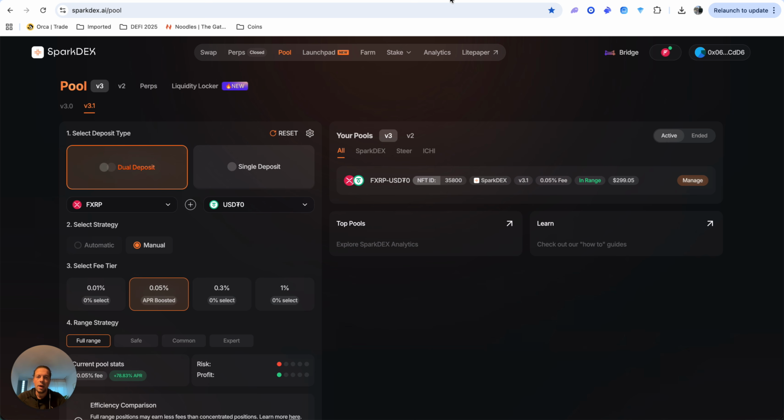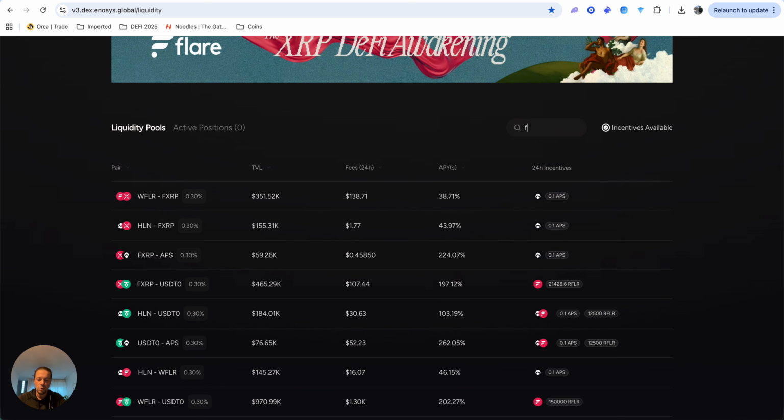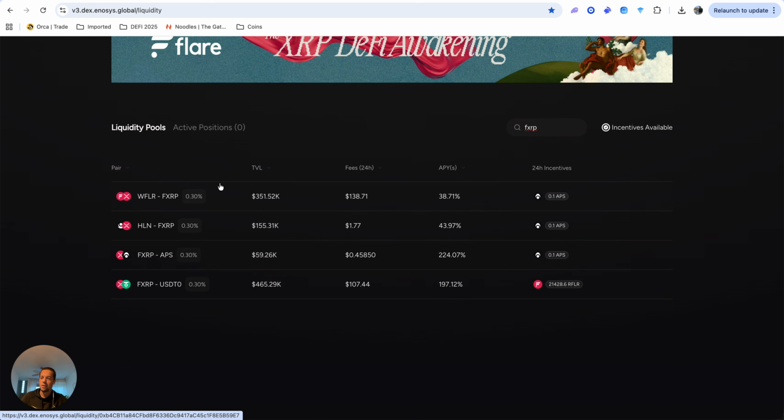So we have Enosis, which is a very similar DEX to SparkDex. As you can see, you simply go to dex.enosis.global/liquidity. You connect your wallet, choose the Flare network, and if we search for FXRP, we will see all of the pools that are available. So we have wrapped Flare versus FXRP. We have something else, FXRP APS, and the main pool, FXRP USDT0.